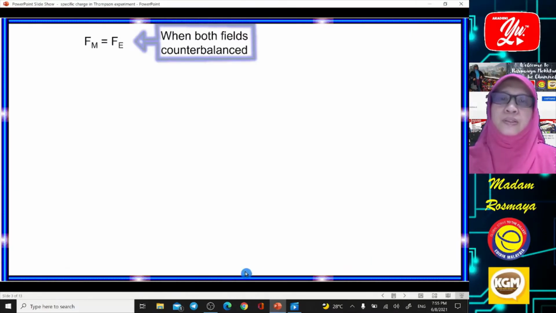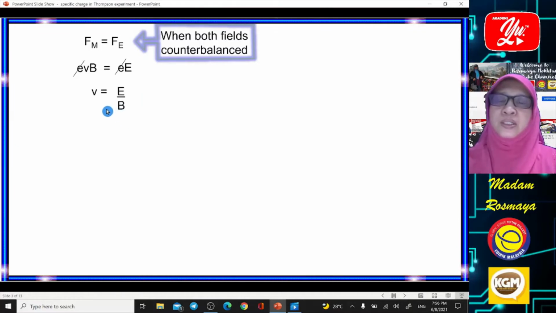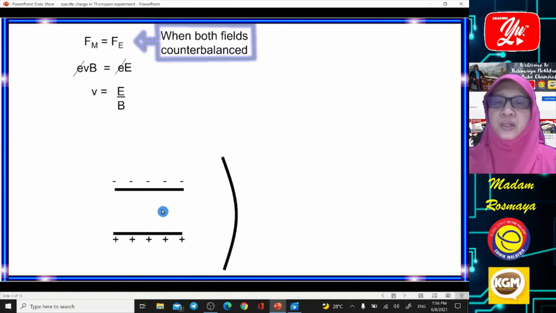When both fields counterbalance, the magnetic force is equal to the electric force. The magnetic force formula is given by evB, where e is the charge of the electron, v is the speed of the electron, and B is the magnetic field strength. The formula for electric force is QE. In this case, we use the electron, so electron charge times E, where E is the electric field. So we can cancel out e, and we have v equals E per B. This is the speed of the electron.